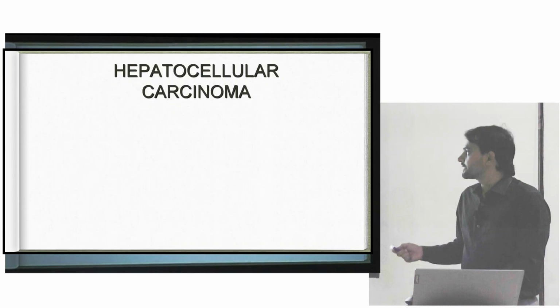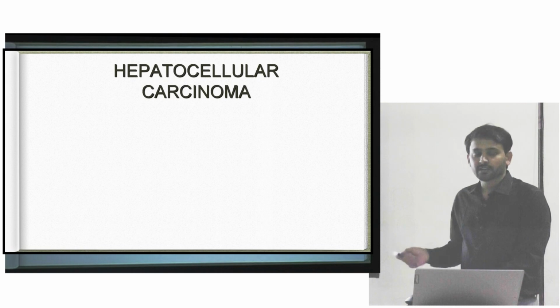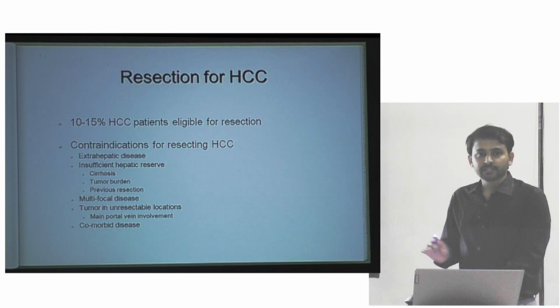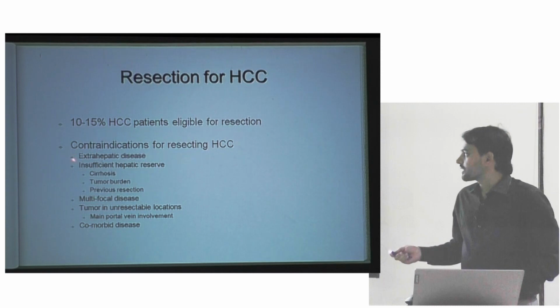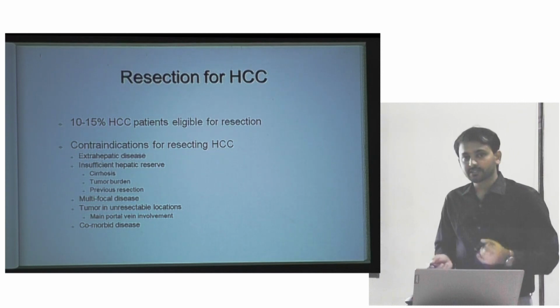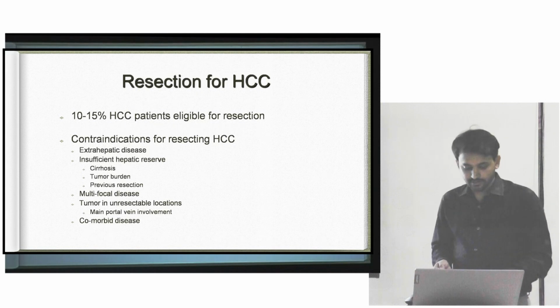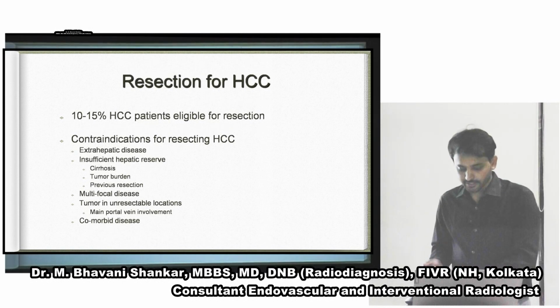And I just want to make a special note on hepatocellular carcinoma because it's relatively common. Only 10 to 15% of cases are eligible for resection, because the contraindications for resection are extrahepatic disease, hepatic insufficiency, multifocal disease, distant spread, and comorbid conditions. So most of the time, by the time the patient comes to us, he or she is in a non-resectable stage.